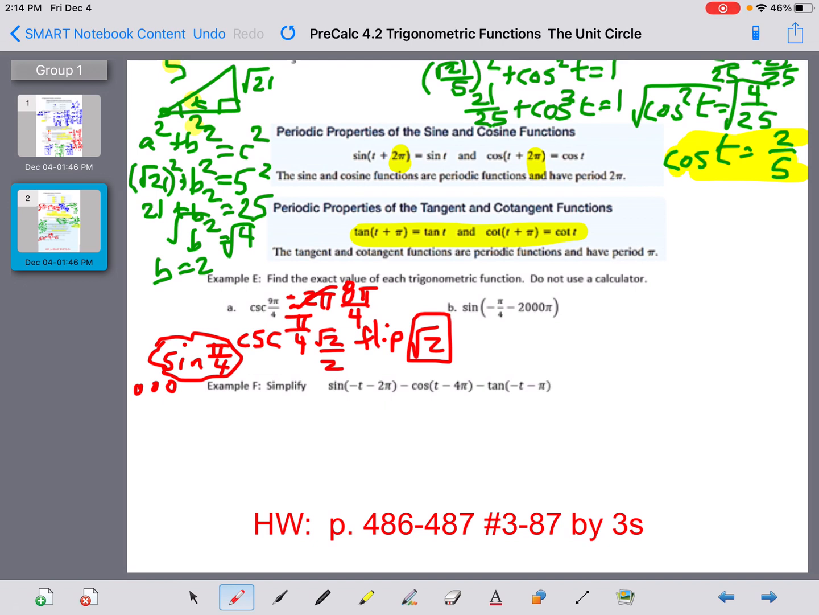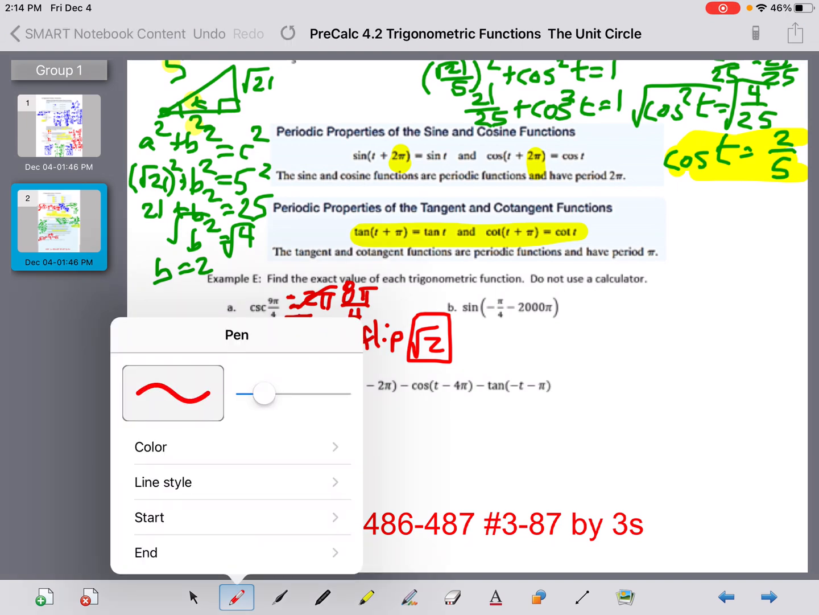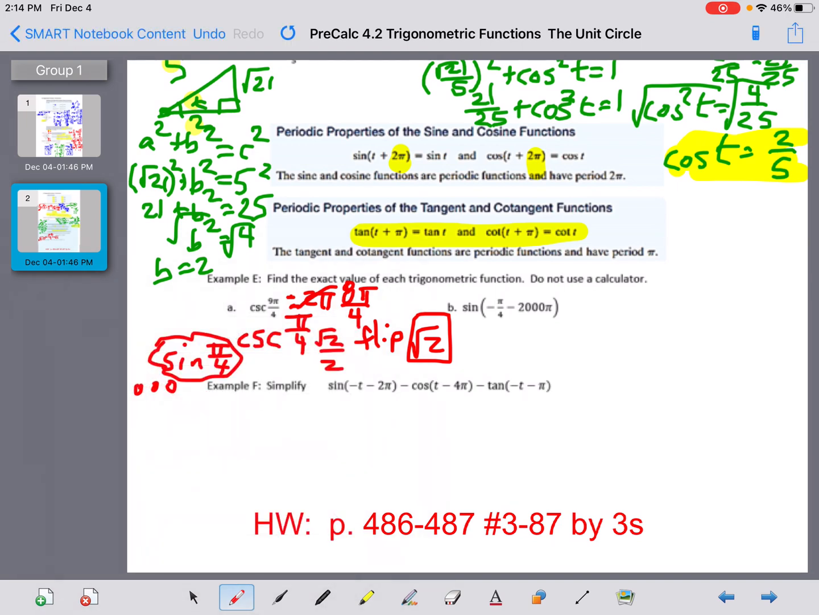When I look at B over here, it says the sine of negative pi over 4 minus 2,000 pi. Okay, why minus 2,000 pi? Well, that means I'm going clockwise around my unit circle 1,000 times. Does it affect any of my values? No. As long as the sine or cosine has an even multiple of pi, get rid of it. It's not going to do a thing. So I'm really only worried about the sine of negative pi over 4.